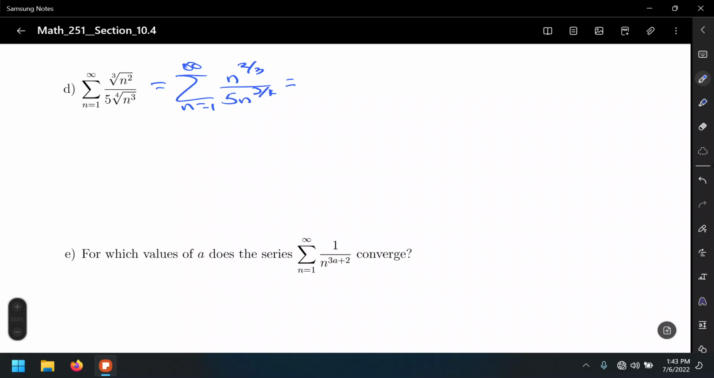And then let's use the laws of exponents. Subtract 3/4 from 2/3. Sigma n equals 1 to infinity. That's n to the what power? I believe it's negative 1/12 over 5. But still we want that variable factor in the denominator. That's sigma n equals 1 to infinity 1 over 5n to the 1/12.